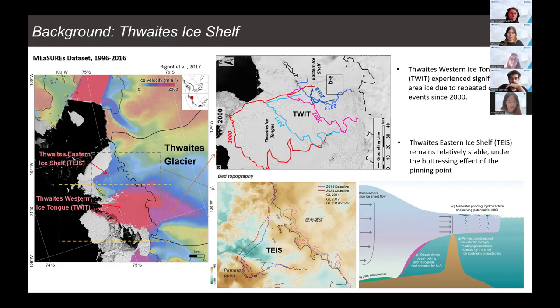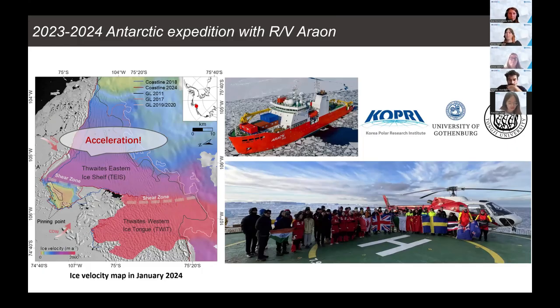So in January 2024, we visited this ice shelf, and the left figure shows the ice flow velocity of the Thwaites Glacier at that time. We were surprised to find that the ice velocity of the eastern ice shelf had increased dramatically. The flow velocity had previously been about 400 meters per year, but suddenly we found it flowing at over 1,000 meters per year.